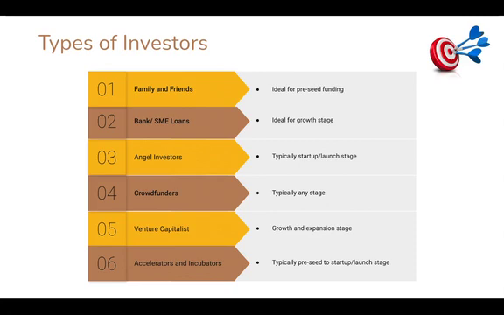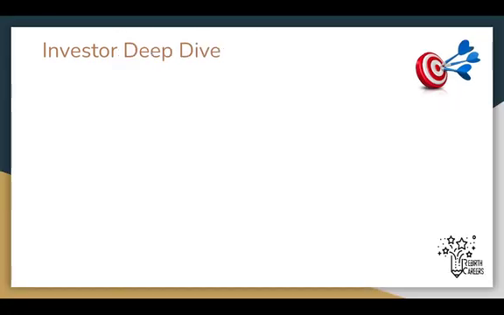The fourth type of investors are the crowd funders, and you can typically get support or funding from crowd funders at any stage. It just depends on how compelling your business idea or business model is in order for you to raise the funding. The fifth is the venture capitalist, and you'd usually get funding from venture capitalists if you are in the growth and expansion stage. The final one is the accelerators and incubators, and they work with pre-seed to startup, launch stage organizations.